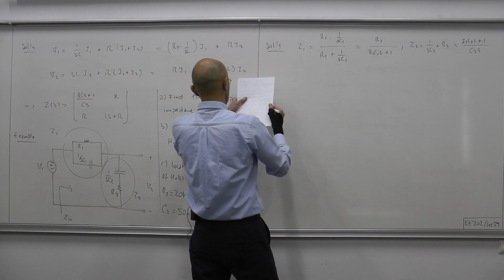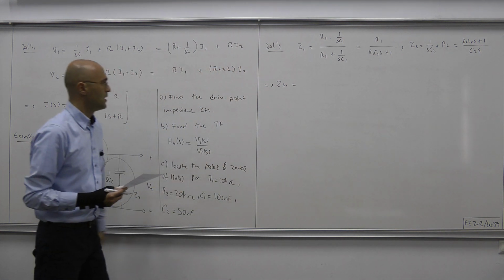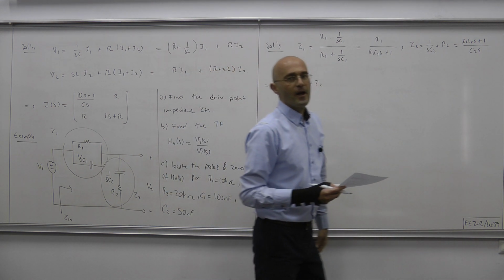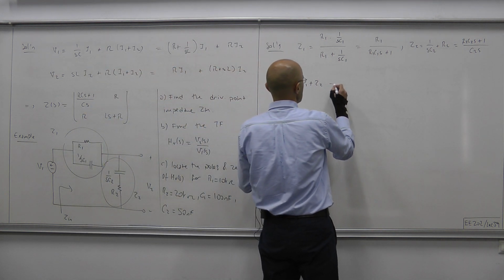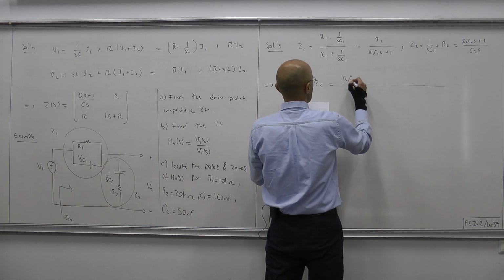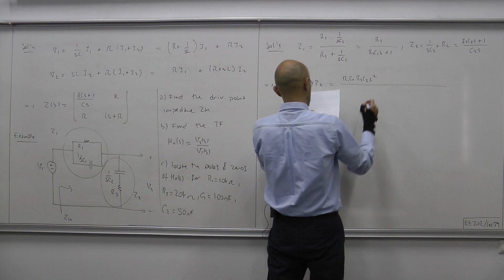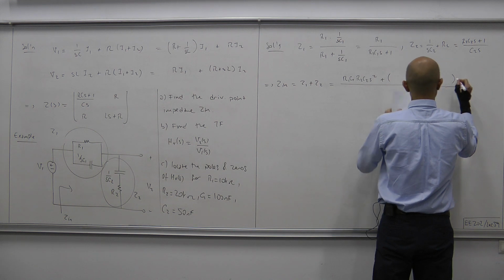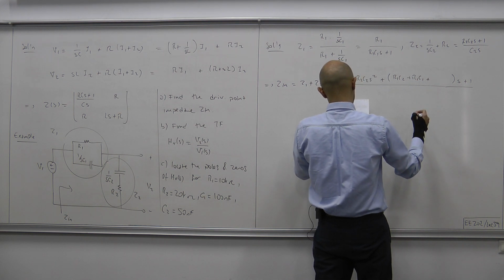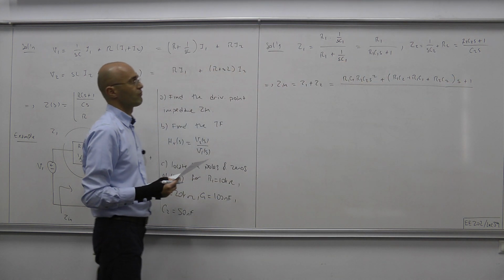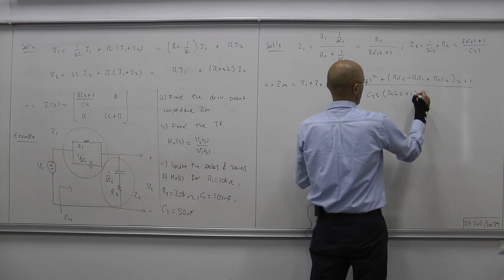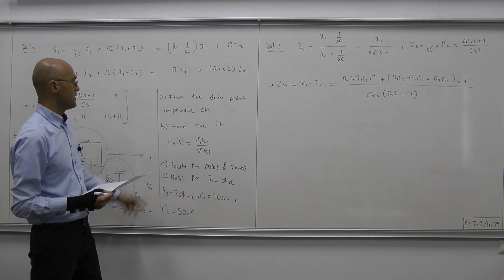So that produces the following driving point impedance. Zin equals Z1 plus Z2. Z1 is here, Z2 is here, and written as a single fraction it produces a little crowded expression: R1 C1 R2 C2 S squared plus something times S, the first order term, plus 1, and that something is R1 C2 plus R1 C1 plus R2 C2. And as for the denominator, we have C2 S times R1 C1 S plus 1. So that's A, our input impedance.